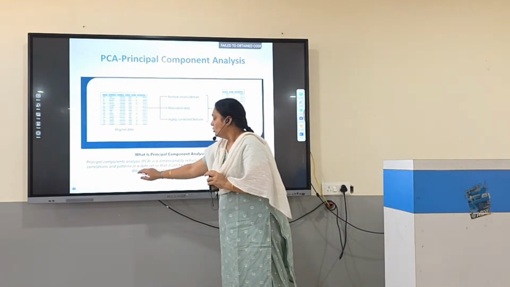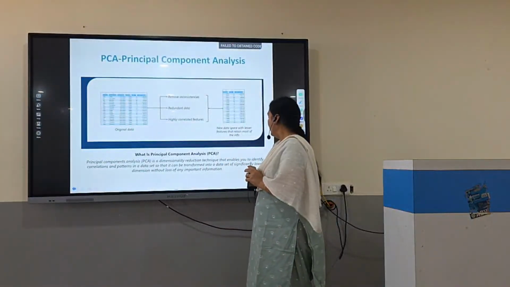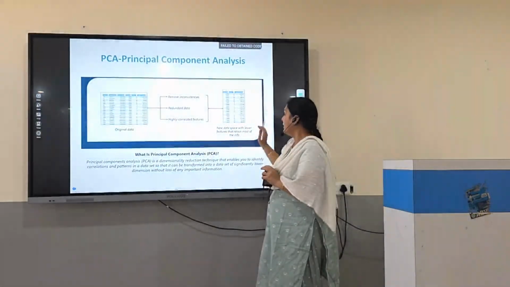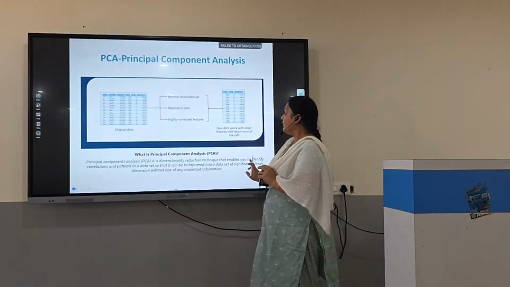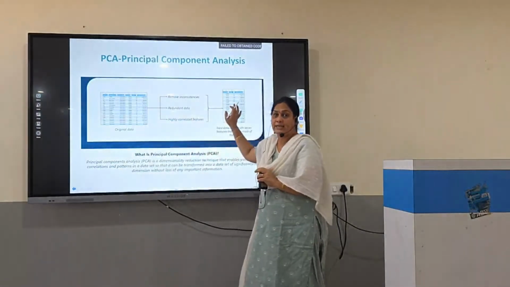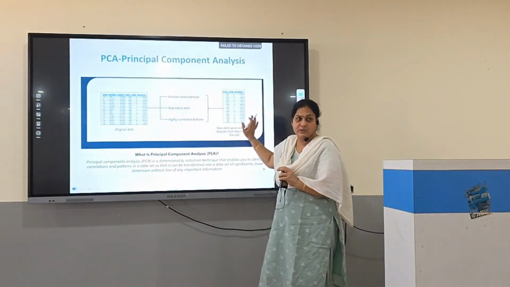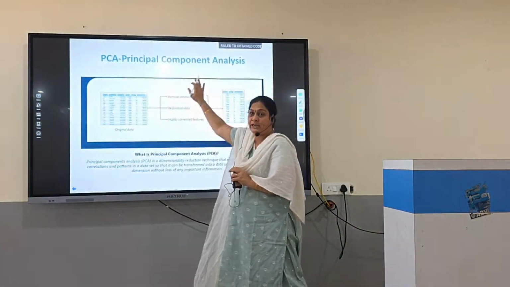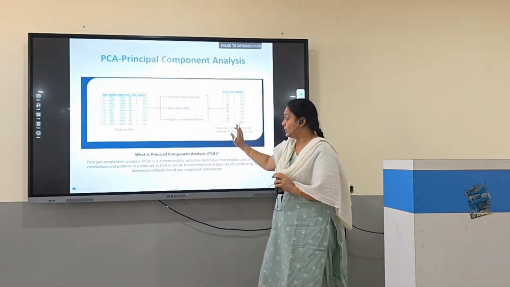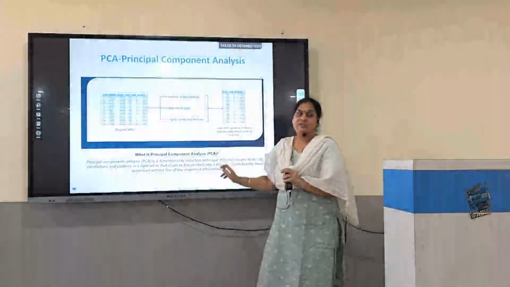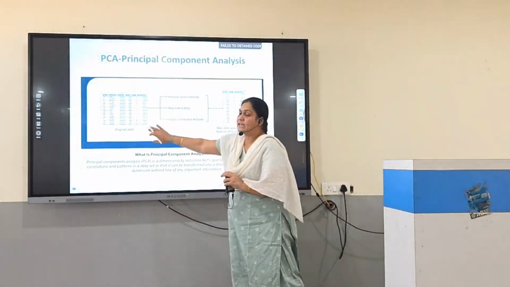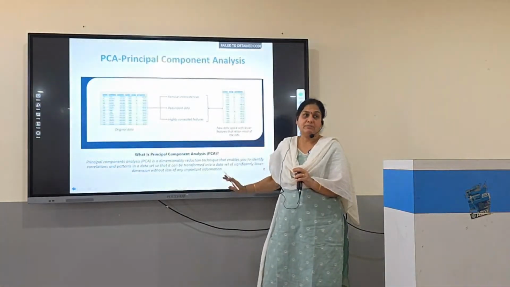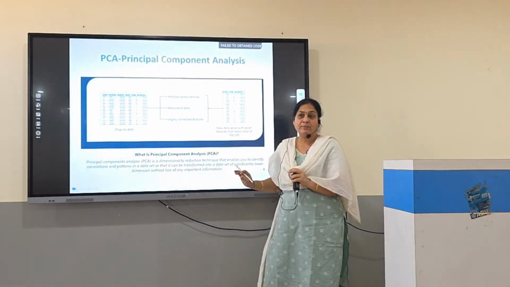So it enables you to identify the correlations and patterns in the data set so that it can be transformed into a new data set of significantly lower dimensions. This new data set has a lower number of attributes. Yes, you are transforming this high-dimensional data into lower-dimensional data without loss of any important information. When you are converting high-dimensional data into lower-dimensional data, you should not lose any information. This is very, very important.